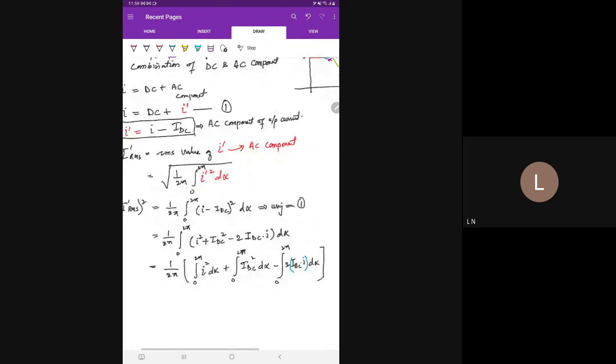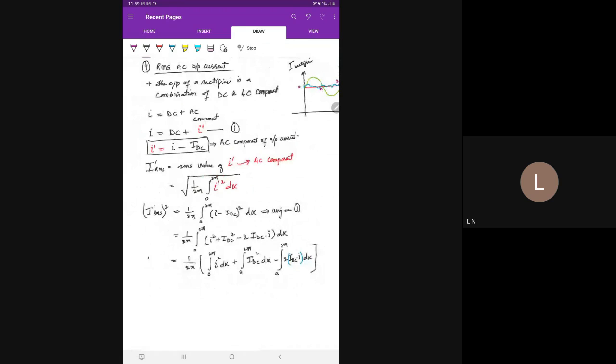So in the final integral here, this will be all equal to (I dash Rms) whole square. And in this entire final integral, we will have three terms: term number 1, term number 2, and a third term, term number 3. So we have three different terms.